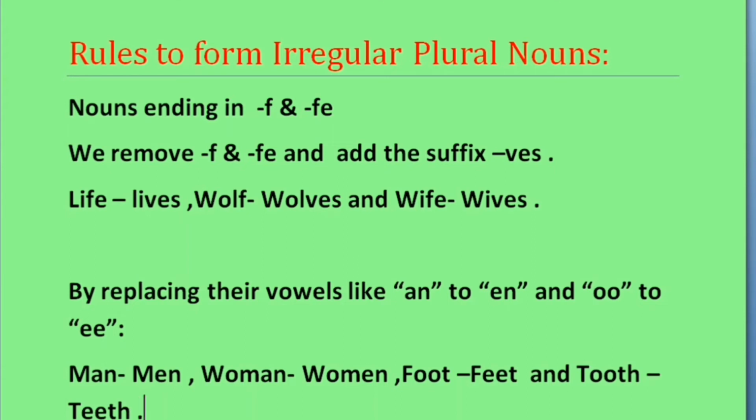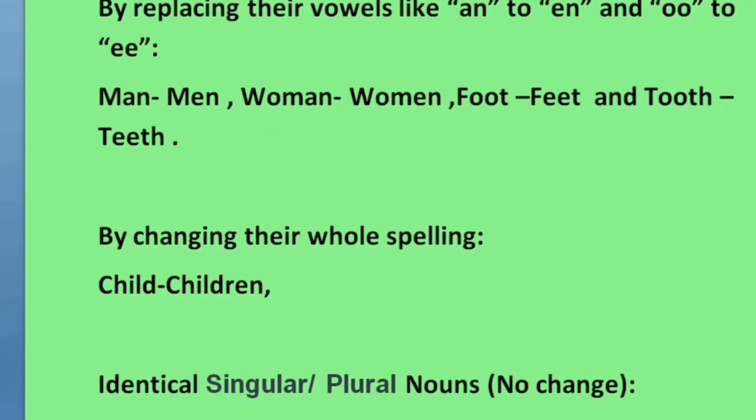So this is the way you should make plural by removing vowels. So next we are going to see by changing the whole spelling how we can make plural. We can take the example of the word child. We change the total spelling and make it plural like children.